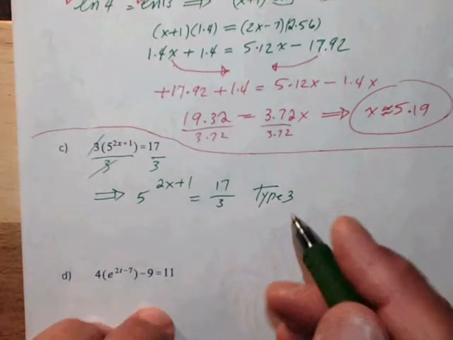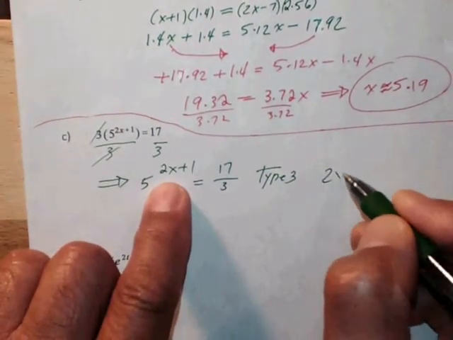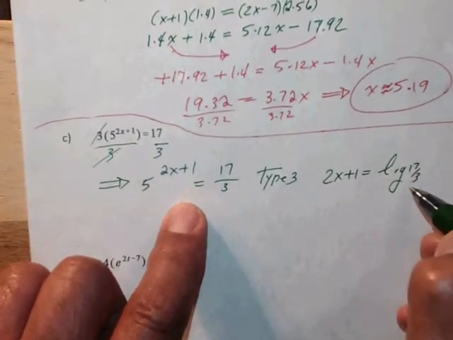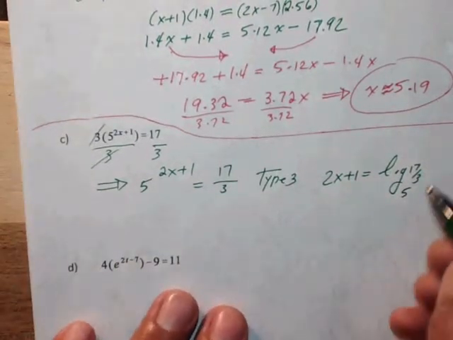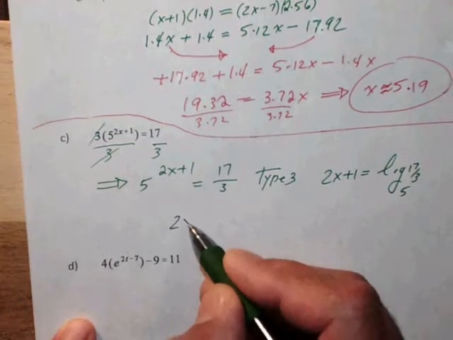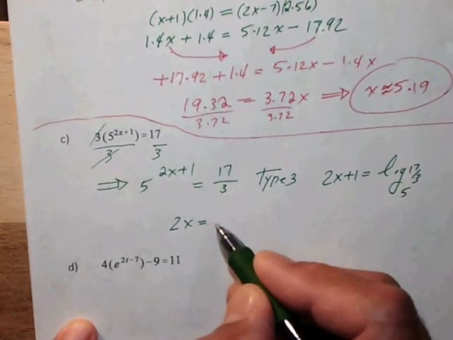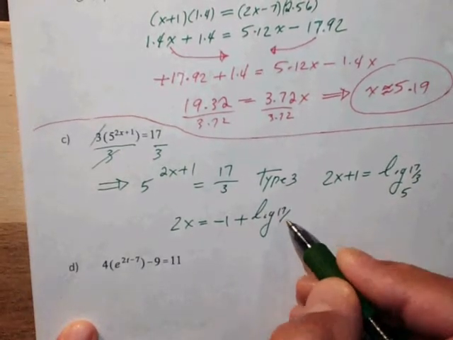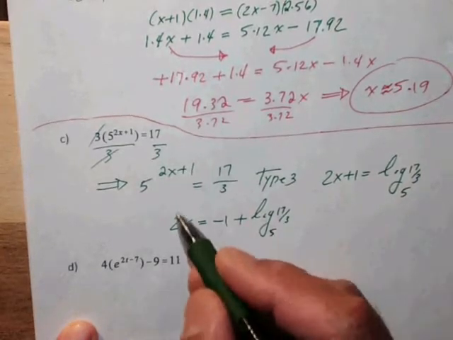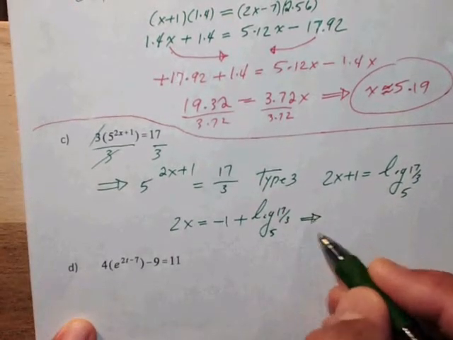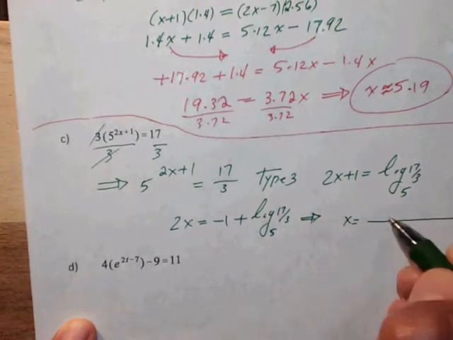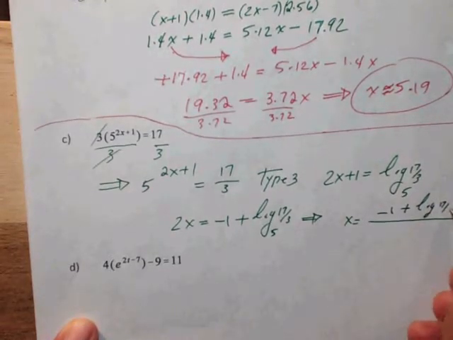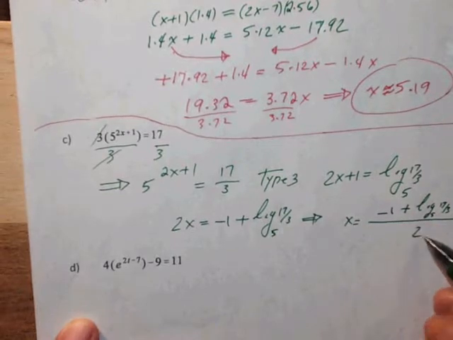Since it's type 3, then I convert to logarithm. So 2x plus 1 is equal to the logarithm of 17 over 3 to base 5. Then, subtracting 1 from both sides, 2x is equal to minus 1 plus log of 17 over 3 to base 5, and then you divide everything by 2. So x is equal to minus 1 plus log of 17 over 3 to base 5, all of it divided by 2.